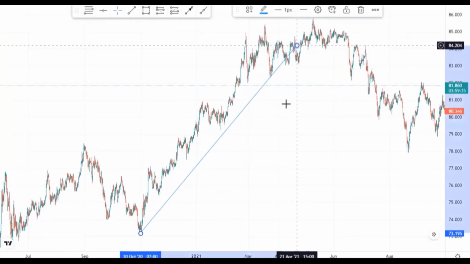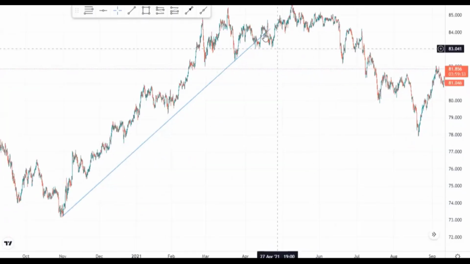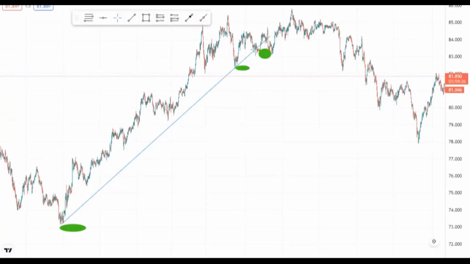Adjusting the trend line again, you can see that the market also gives us an opportunity to make money. Here happens to be our first touch, second touch, and then third touch. We would have made money on this third touch.